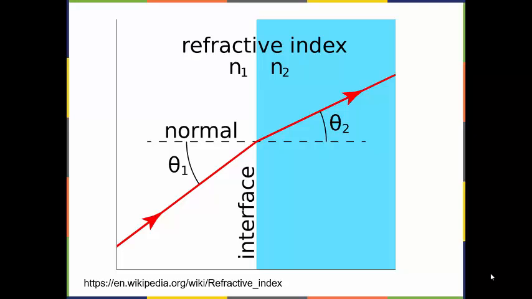Since it moves differently, at different speeds in different mediums, when light traverses from one medium to another, it actually bends. So here we see two indexes of refraction, N1 and N2, and N2 is greater than N1. In the blue section, the light is moving slower. As it moves from the fast medium to the slow medium, it bends, or refracts.